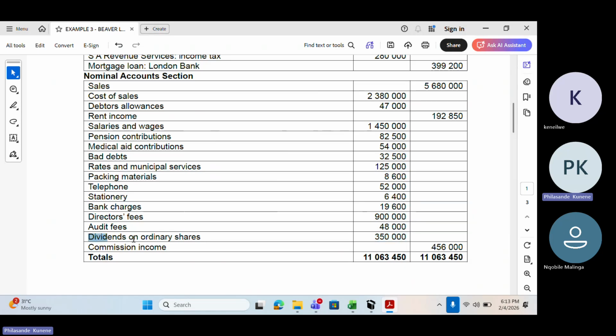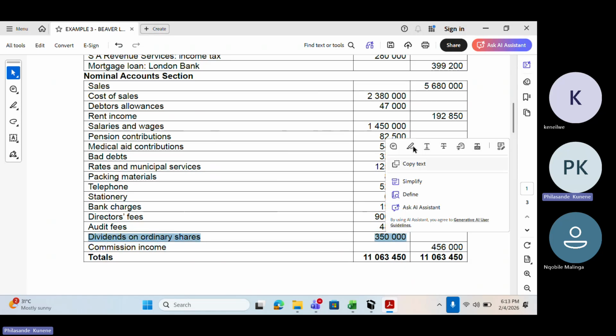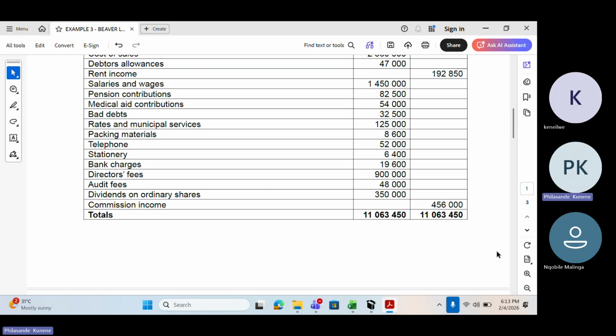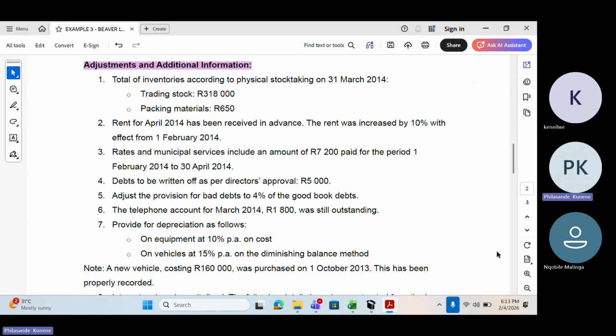And we need to talk about these dividends that they usually give you on the trial balance. These dividends, we record them as interim dividends. These are interim dividends that were declared and paid during the year. So they will go to note number 8, which is the one of retained income. Commission income, 456,000. This is an income statement item. Then we have our totals provided there. Then now we go straight to the adjustments and additional information.